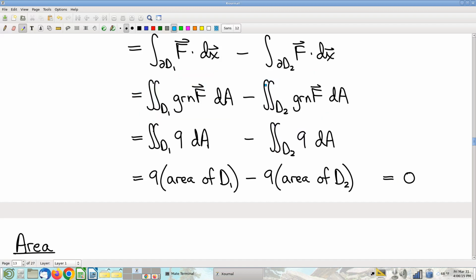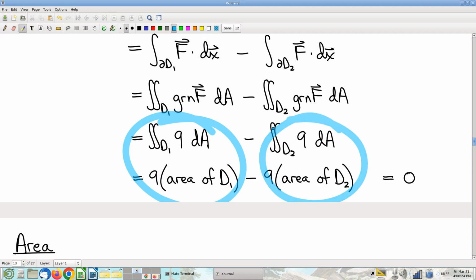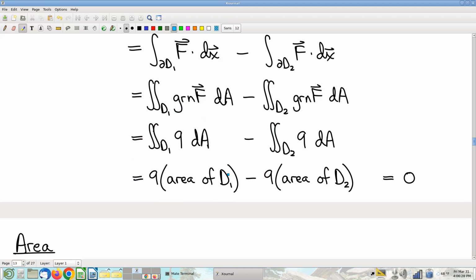Right. Okay. So Green's operator is 9. This integral is easy because the integrand's a constant. These areas happen to be the same, and so the difference is just 0. Everybody good? Okay.